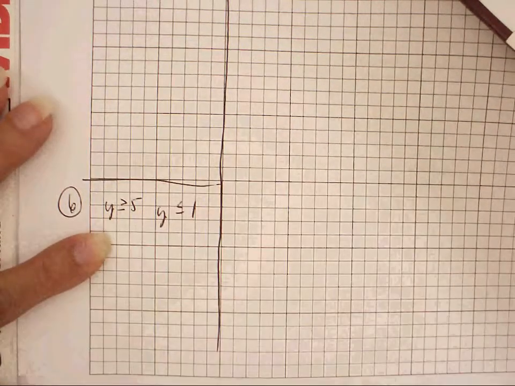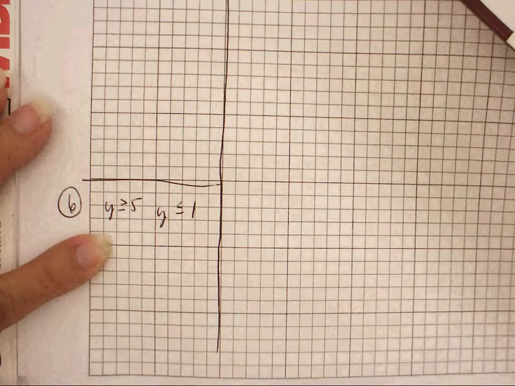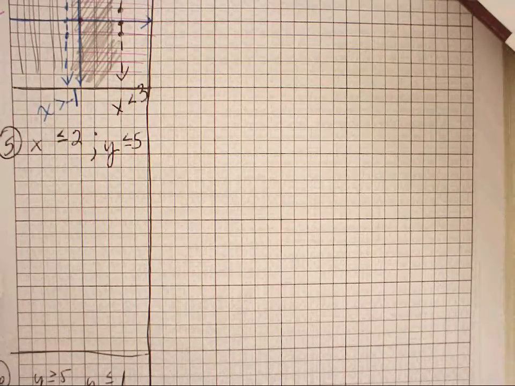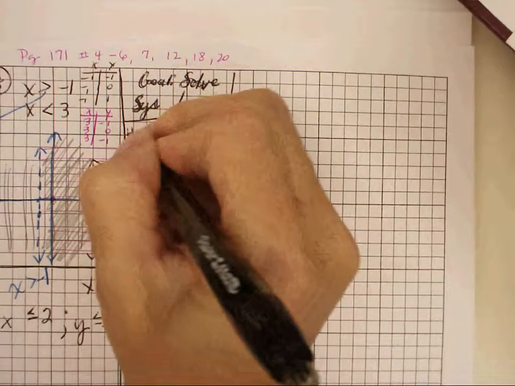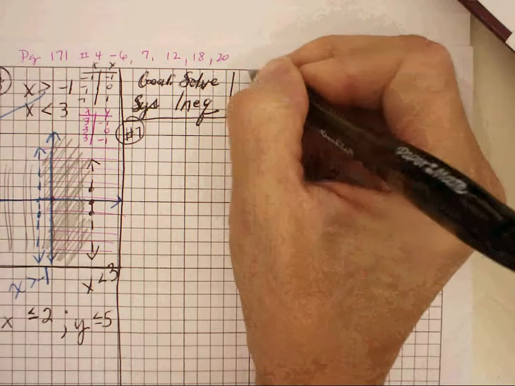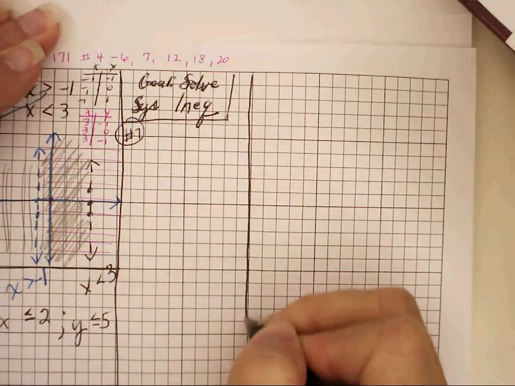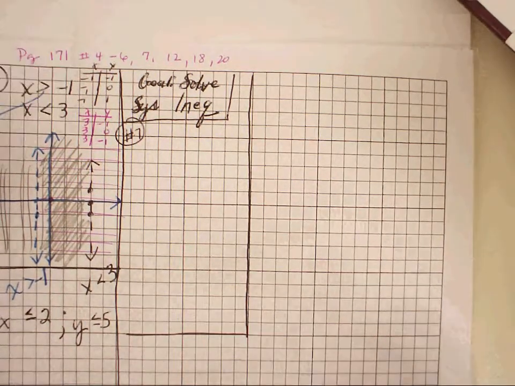Then let's jump up there and do number 7 together. What's the other equation on 7? There it is.